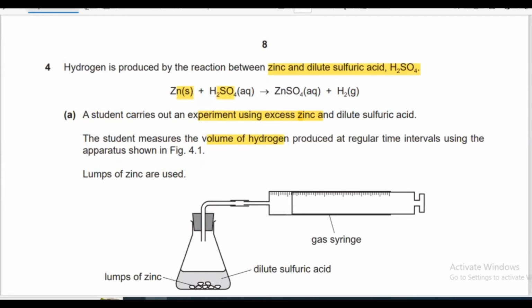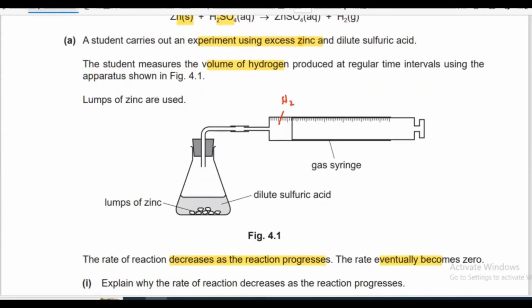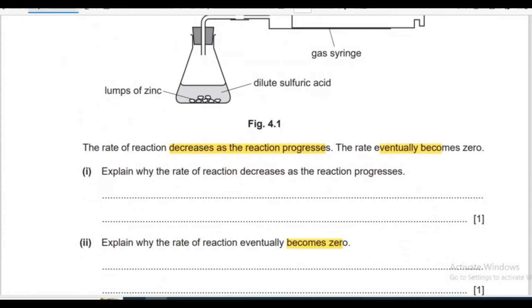This question is regarding the reaction between zinc and sulfuric acid, in which lumps of zinc react with dilute sulfuric acid to form hydrogen gas, and the hydrogen gas can be collected in this gas syringe. So let us see what is happening in the question. The rate of the reaction decreases as the reaction progresses, so the rate eventually becomes zero. Explain why the rate of the reaction decreases as the reaction progresses.